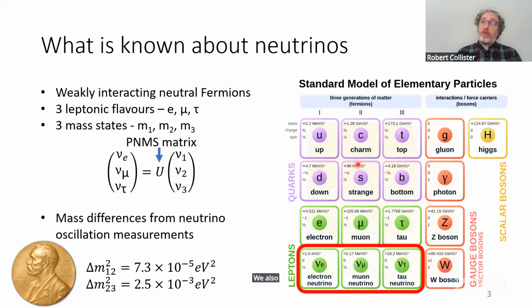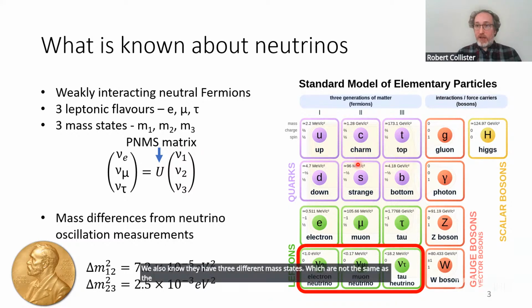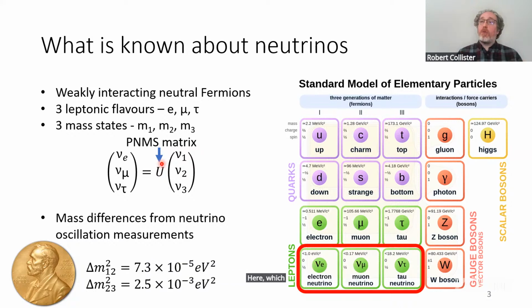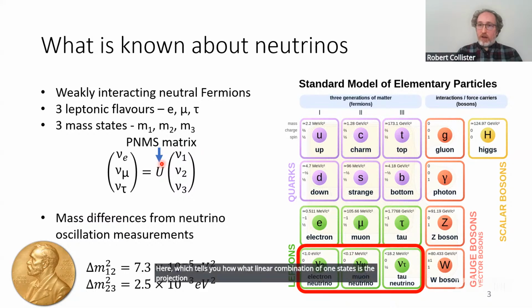We also know they have 3 different mass states, which are not the same as the leptonic flavor states. And they're related by this unitary transformation called the PMNS matrix here, which tells you what linear combination of one set of states is the projection of the other when they're involved in the decay.